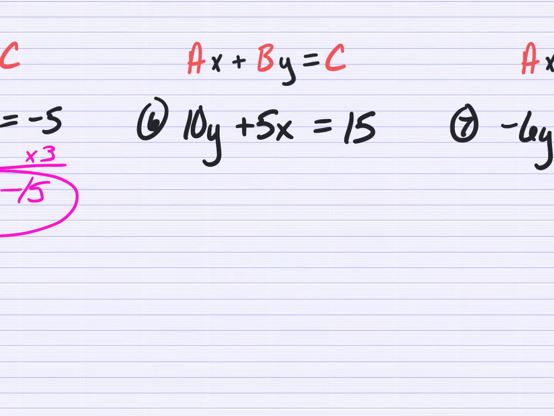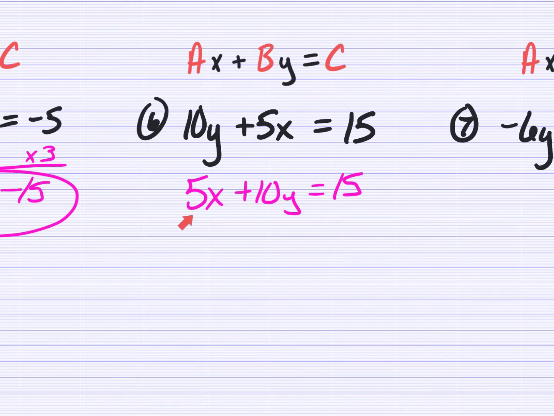They're already on the correct side. So instead, I'm just going to rewrite it, the positive 5x first, the positive 10y second. Now, let's make sure it meets all our rules once everything's in the right order. A can't be negative. We're good. That's a 5. Can't have any fractions. We're good there. But the third rule, it has to be reduced.